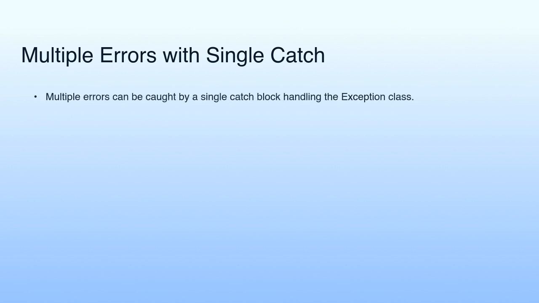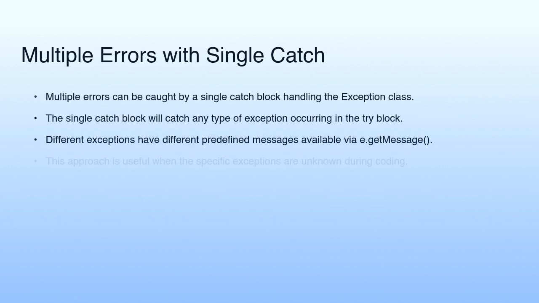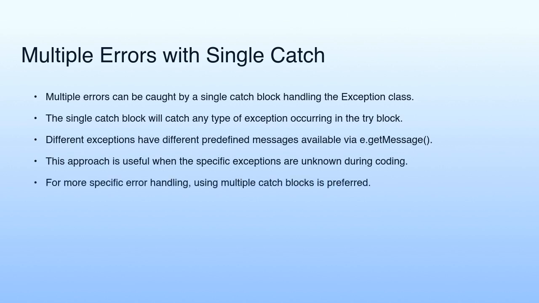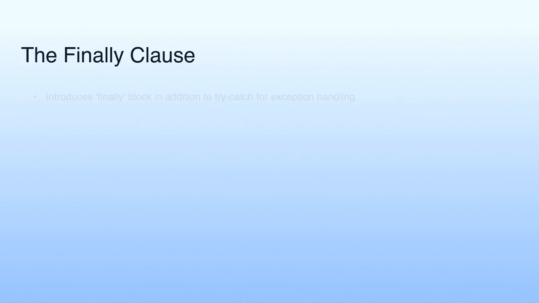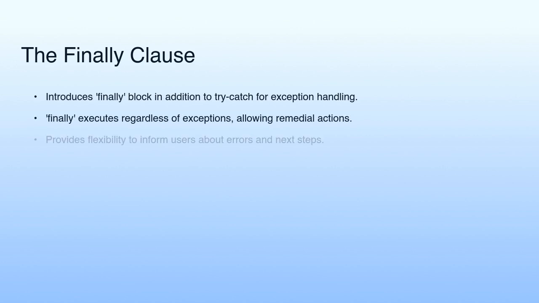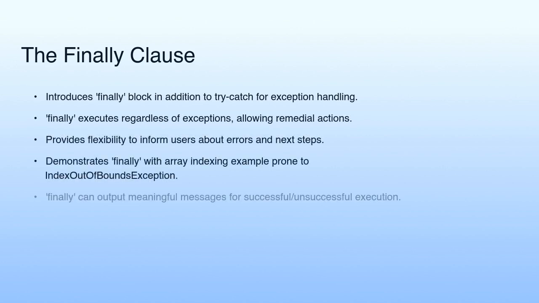Alternatively, a single catch block catching the generic exception class can handle multiple errors occurring in the try block. This approach is useful when the specific exceptions are unknown during coding, but targeted error handling with multiple catch blocks is preferred. Java also provides a finally clause that executes regardless of whether an exception occurs or not.